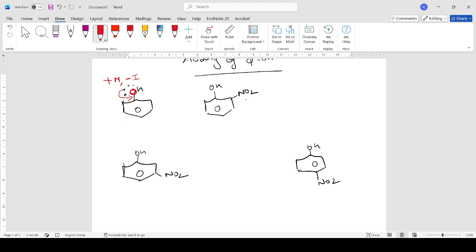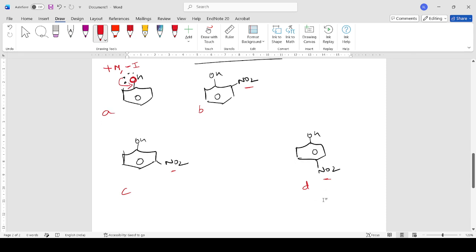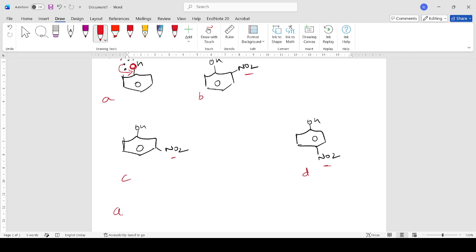Definitely we understand there is an electron withdrawing group in the other molecules here. This is A, B, C and D. I can surely understand that among A, B, C, D, A will be the least acidic because it does not have any electron withdrawing group. It is just phenol here. So it will be least acidic. There is no doubt about it.